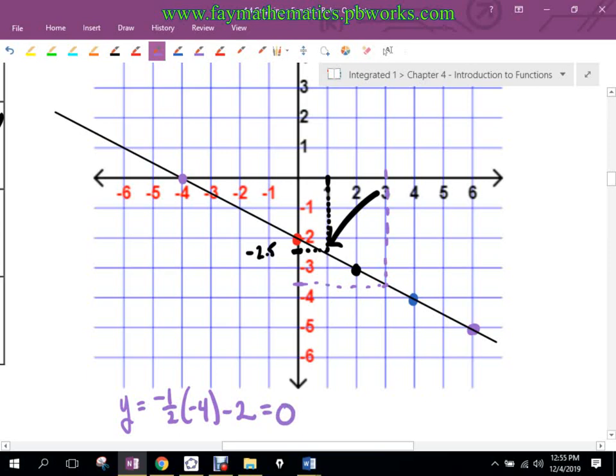What do you think I'm going to get if I plug in -6? If I plug -6 in for my x, what's the y that goes with -6 here? It's 1. So y equals -1/2 times -6 minus 2. What's -1/2 times -6?